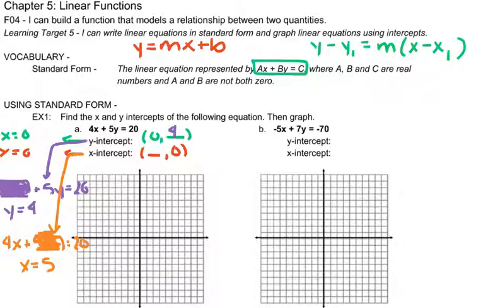So now I have my number for my x value here for my x-intercept. It's 5. Now, all I have to do is graph these 2 points. So I'm going to graph my y-intercept at 0, 4. And then I'm going to graph my x-intercept at 5, 0. Right there. And last step is I just connect the 2 dots with a line. And I have a perfect graph of this equation in standard form.